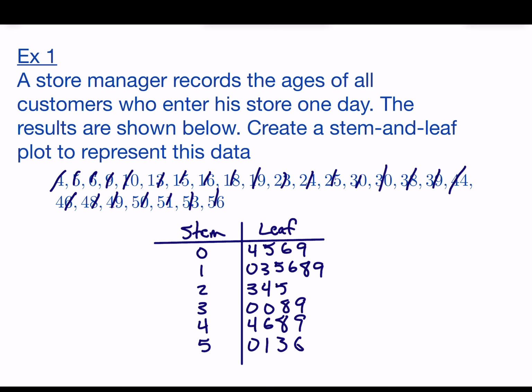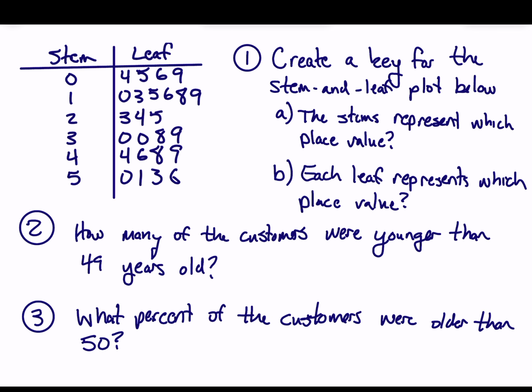Now we want to ask and answer some additional questions related to this stem and leaf plot. Okay, number 1, we want to create a key for the stem and leaf plot, to the side now. The stems represent which place value? Well, as we said before, the stems in this case are the first digit, which is the tens. Each leaf represents which place value? Well, in this case, each of the leaves represents the ones place value.